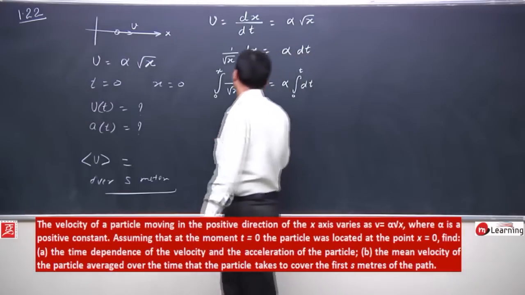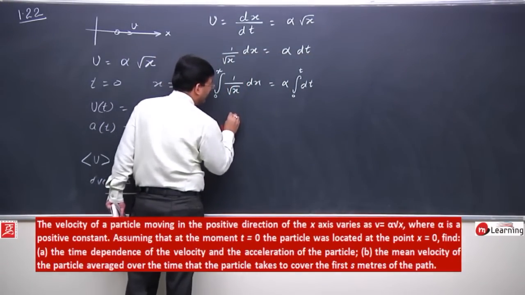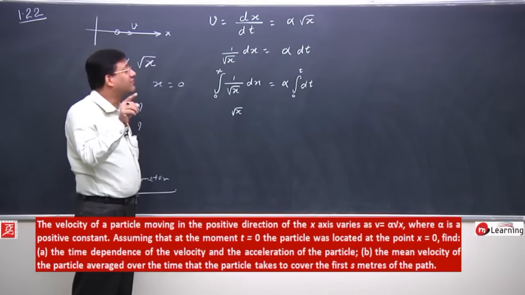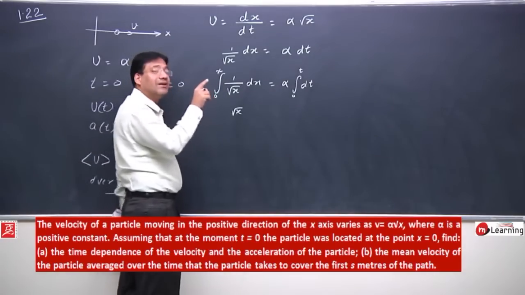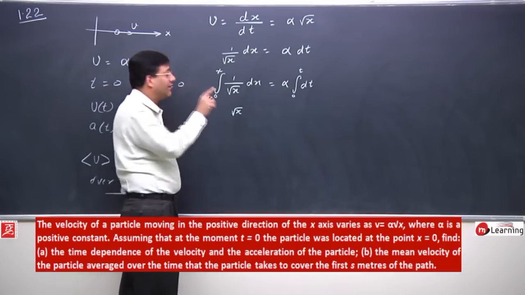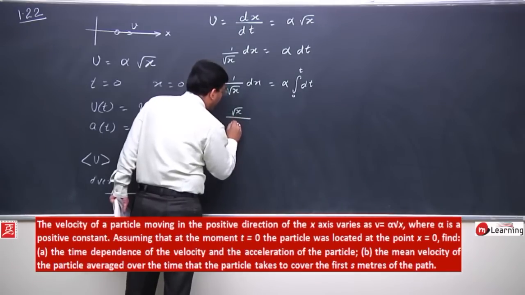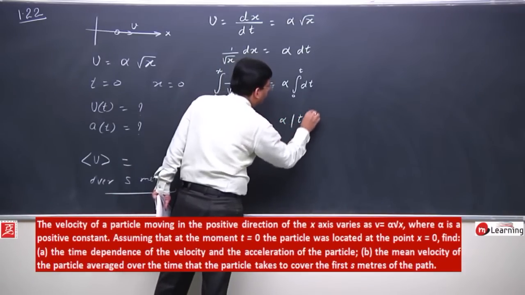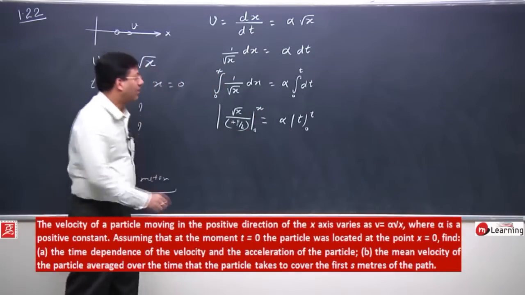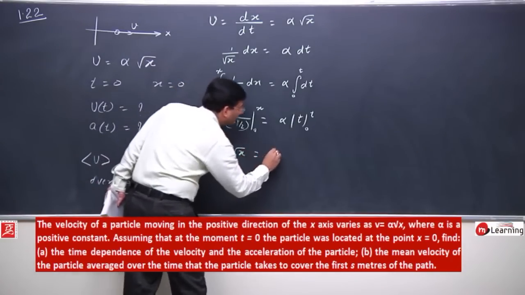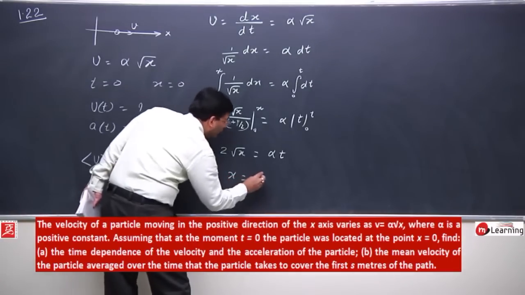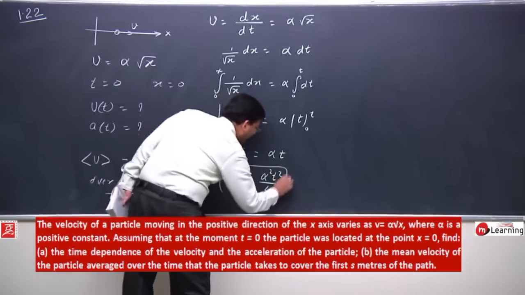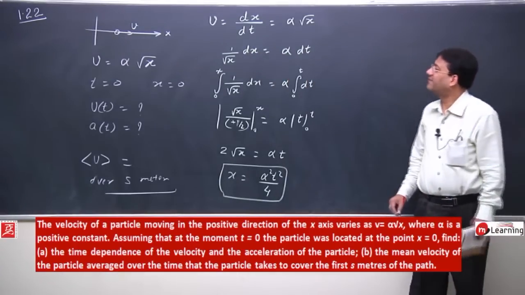Now, the integration of 1 by root x, that is x to the power minus 1 by 2, is x to the power minus 1 by 2 plus 1 upon minus 1 by 2 plus 1, or plus half. Alpha t from 0 to t and this from 0 to x. Or I will say this 2 root x is equal to alpha t, or x is equal to alpha square t square by 4. This is displacement as a function of time.